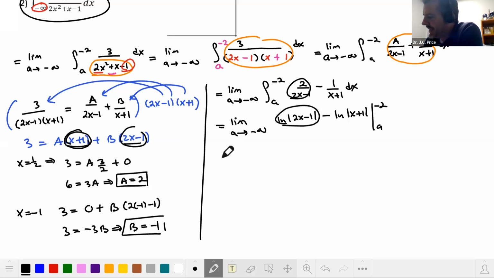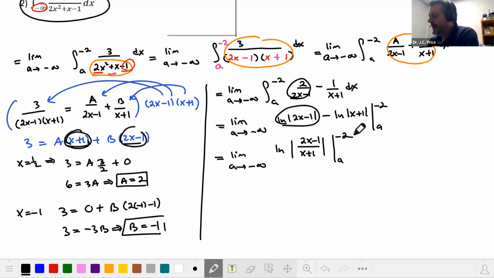And so I'll rewrite that as the limit as a goes to negative infinity, and I can divide these. So I have ln of 2x minus 1, I guess I should put that in absolute value. So let's do it instead as the absolute value of 2x minus 1 divided by x plus 1. And I'm going from a to -2. All right, so we're almost done.